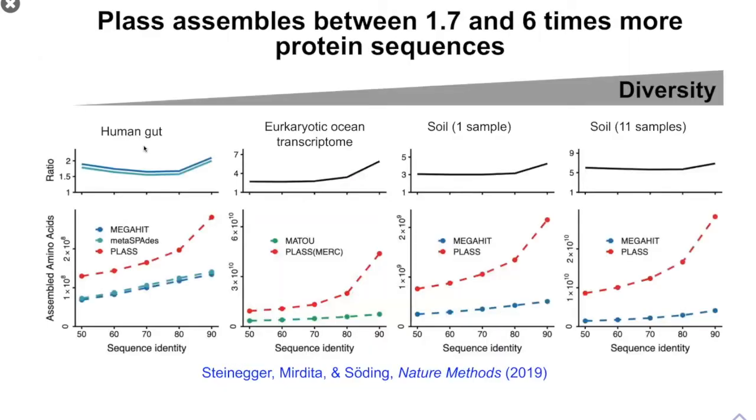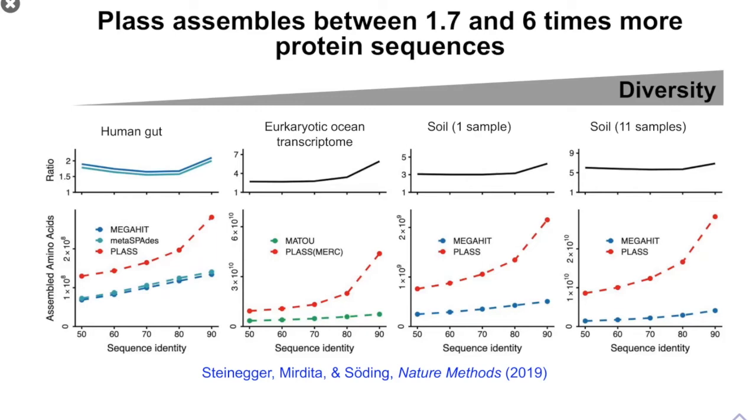And for PLASS, we have benchmarked it against Metaspades and Megahit in multiple environments, and wanted to see if we can get more protein information out of these environments. So what we did is we took samples from human gut, a marine eukaryotic set, which is actually metatranscriptomics, soil, and a multiple set of soil.